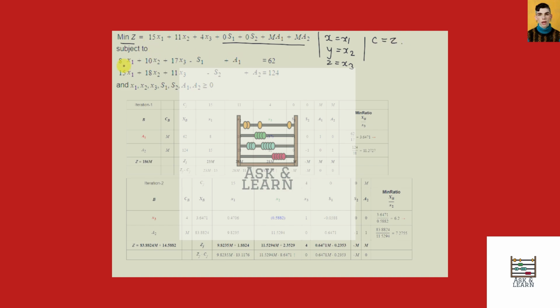The subject to constraints are 8x1 plus 10x2 plus 17x3 minus s1 plus a1 is equal to 62, and 15x1 plus 18x2 plus 11x3 minus s2 plus a2 is equal to 124. And we have x1, x2, x3, s1, s2, a1, a2 greater than or equal to 0.